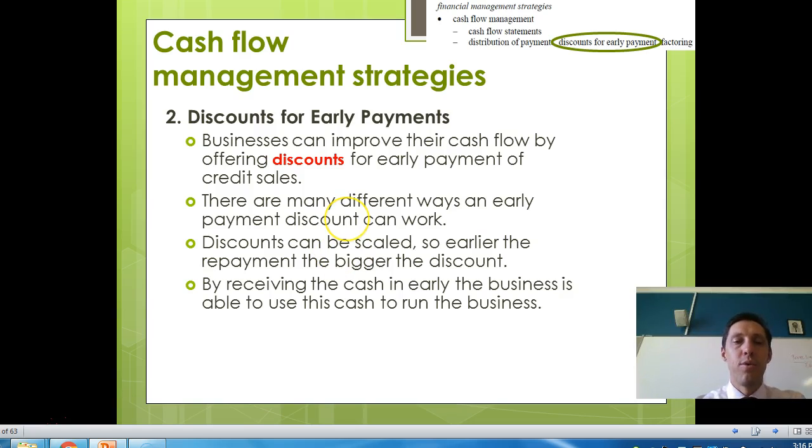And one of the important things about that cash flow management strategy is that by receiving that cash early into the business, it's able to use that cash to run the business. So better it to be in the pockets of the business as opposed to its stakeholder, who could be its supplier or whoever it is who owes the business that money.